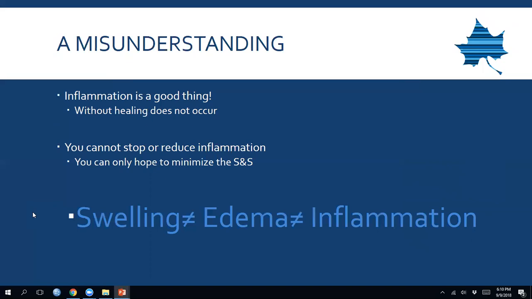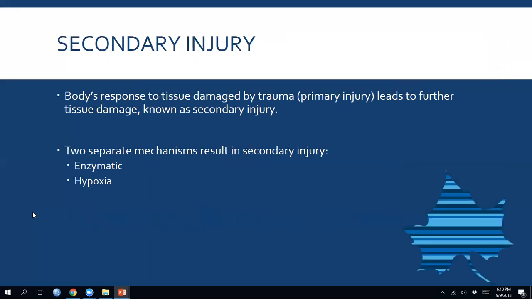And so keep in mind, swelling and edema are not the same. Edema and inflammation are not the same, and none of them are correlated together. So swelling is different than edema, which is different than inflammation. And we talked all about inflammation. We'll touch later on about swelling and edema a little bit more.